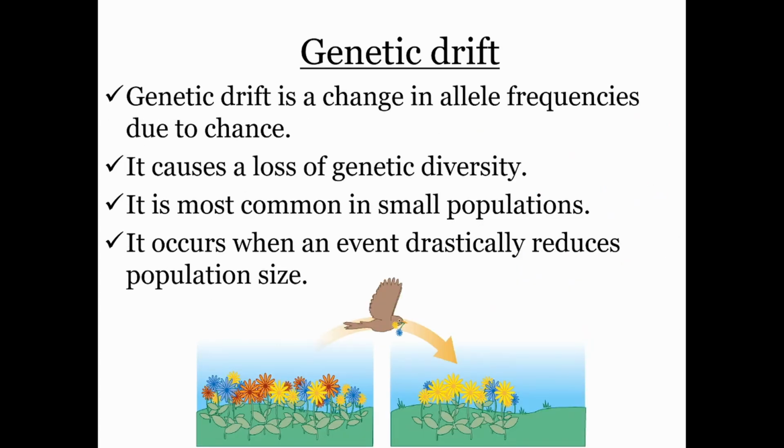Genetic drift is a change due to chance. This causes a loss in genetic diversity and variation, and is really problematic if a population is very small. Something that could cause genetic drift could be something like a flood or a fire, some sort of event that drastically reduces the population size.